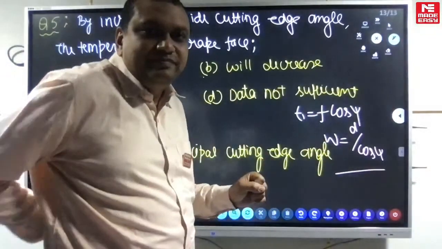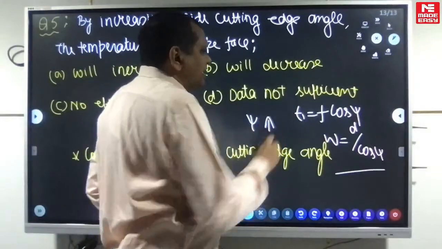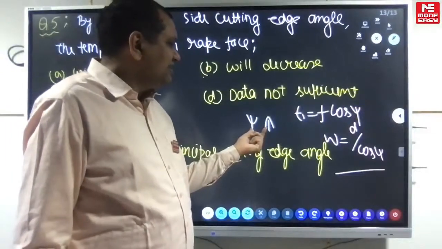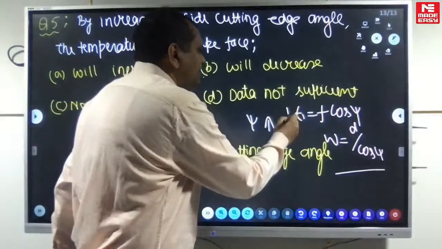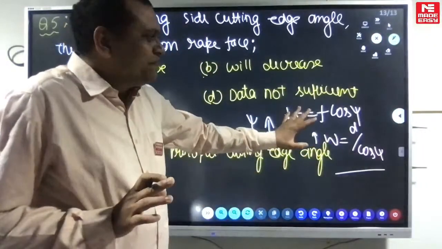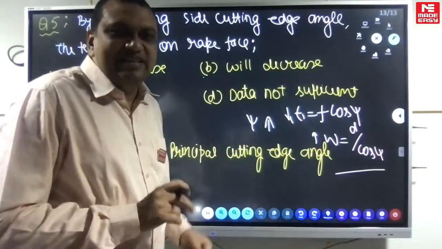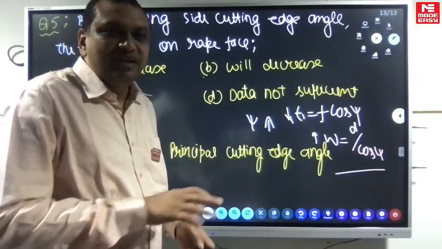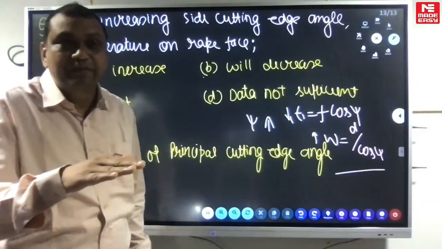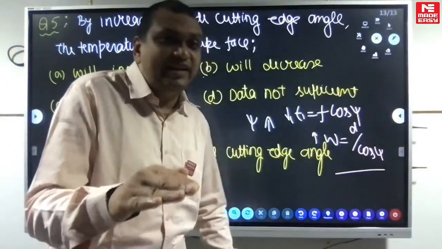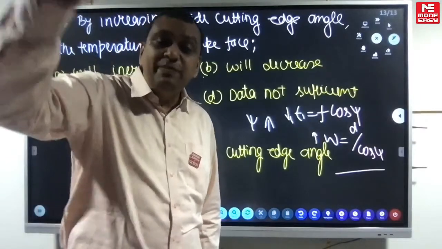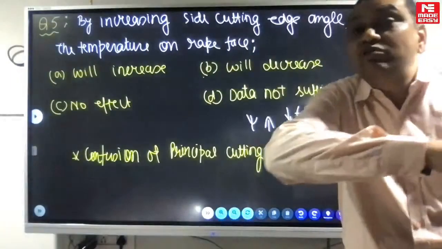So now, by increasing the side cutting edge angle, cos 90 is 0. By increasing the side cutting edge angle, t1 decreases and w increases. And these discussions we have already done. So, by increasing the side cutting edge angle, chip becomes thinner and wider. It means the contact area between the chip and the rake face will increase. उसका contact area बढ़ जाएगा.